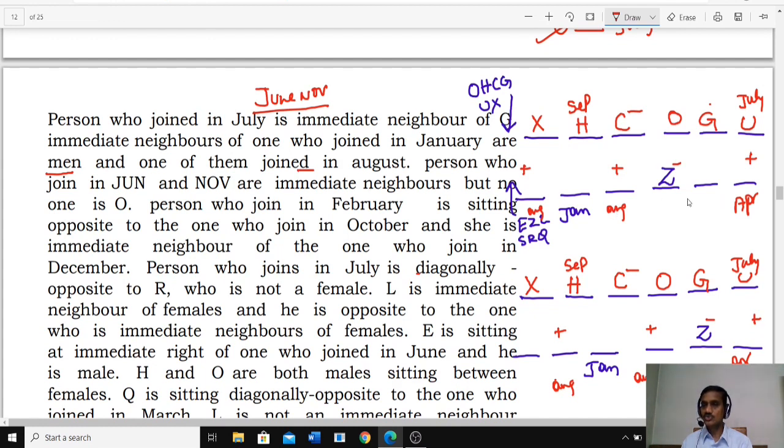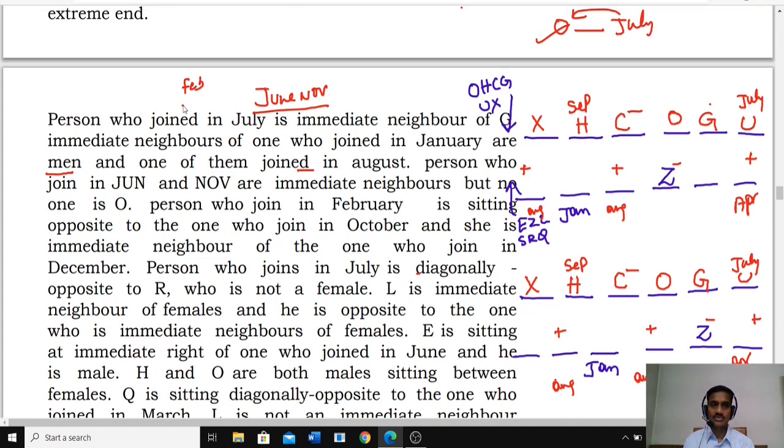Here August is there, and June and November are next to each other. Here we have two possibilities. Person who joined in February is sitting opposite to the one who joined in October. February and October are opposite to each other.